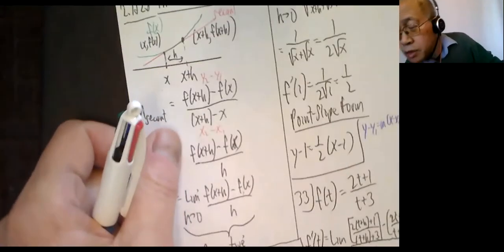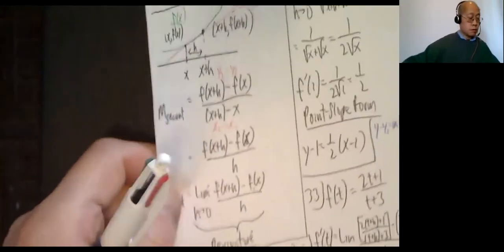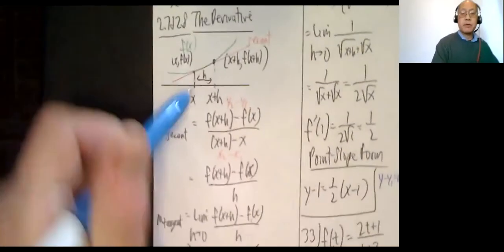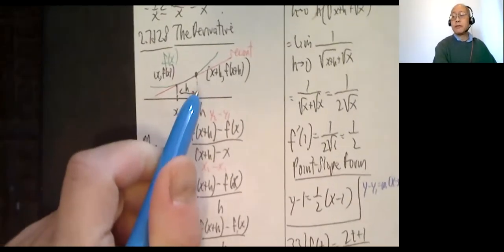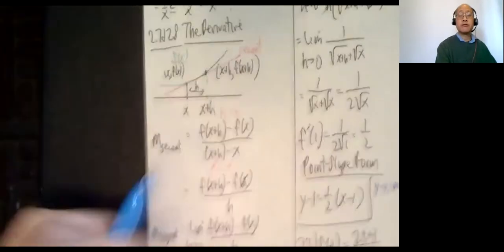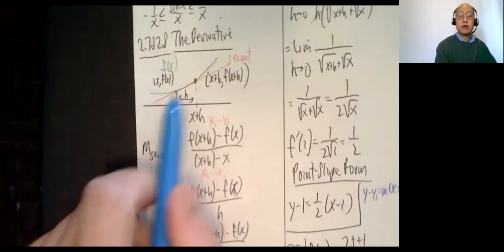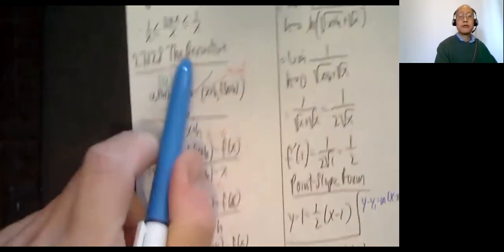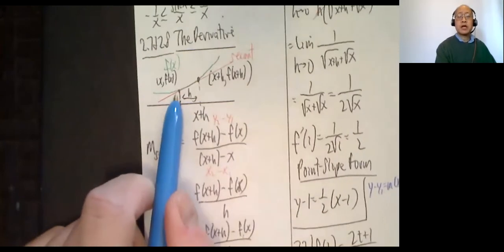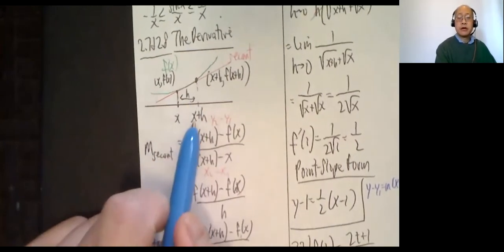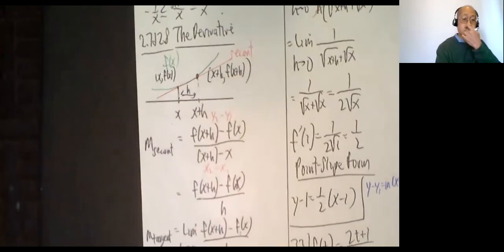Okay, so for the definition of the derivative, just a little bit of background of what's happening. We've talked before about the equation of the tangent line to the curve. Here's a curve, it's arbitrary. Here's a point x comma f of x. Here's x plus h comma f of x plus h.